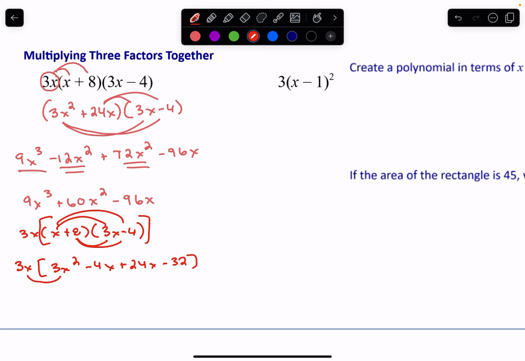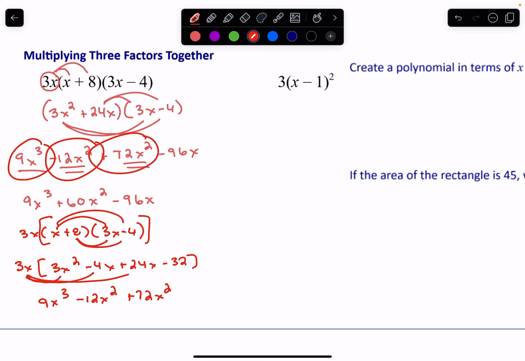3x times 3x squared is 9x cubed. Hey, that's what I got up here. 3x times negative 4 is negative 12x squared. Hey, that's what I got up there. 3x times 24x is 72x squared. That matches up there. And 3x times negative 32 is negative 96x, just like I got at the top. So it doesn't matter which order I multiply in. I just have to be careful that I multiply everything, okay?